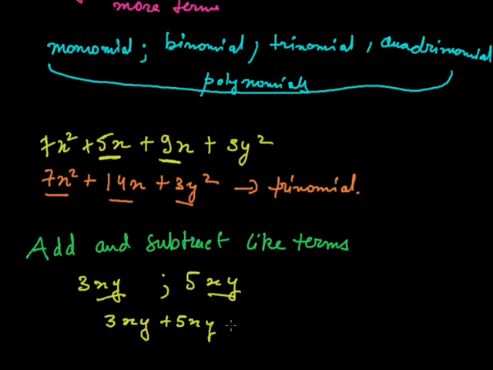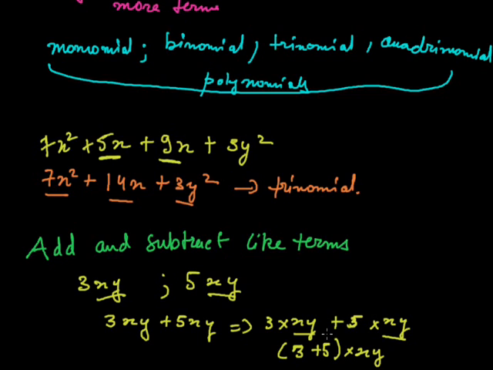Now 3xy can be written as 3 into xy and 5xy can be written as 5 into xy. Both these terms are having xy common, so we will take xy as common, applying the inverse of distributive property. Now we will collect 3 and 5 in the bracket. It will be equal to 3 plus 5 is 8xy. So 3xy plus 5xy is equal to 8xy.